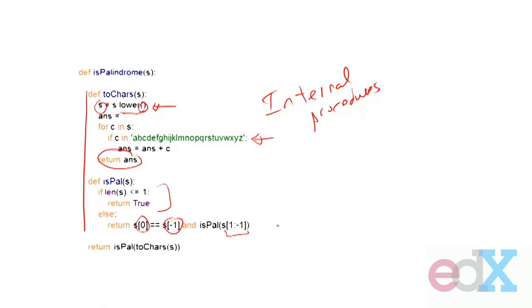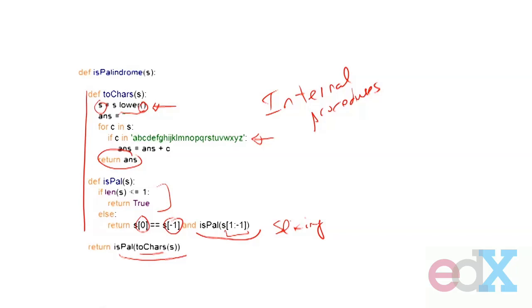And notice this slicing right here. This pulls out the substring out of S, starting at the first, not zeroth element, and stopping just before the last one. So getting everything but the first and last character. And there's the recursive call. And then finally, isPalindrome simply uses toChars to convert the string, calls isPal on that, and returns the answer computed by that as the answer to the overall solution.